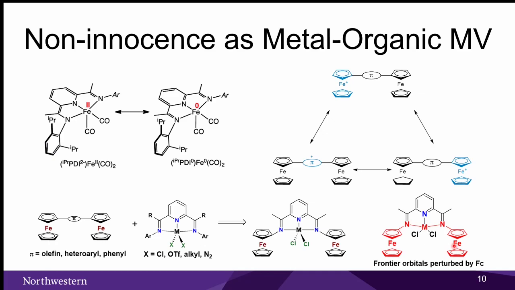Now that's an interesting idea, but it's hard to imagine whether or not that's even a reasonable proposal. So the first thing that I like to do in a situation like this is to start thinking about what the frontier orbitals of these systems might look like, especially since in electrochemistry, the frontier orbitals are the ones that you're generally accessing during redox events, especially when you have metals involved.